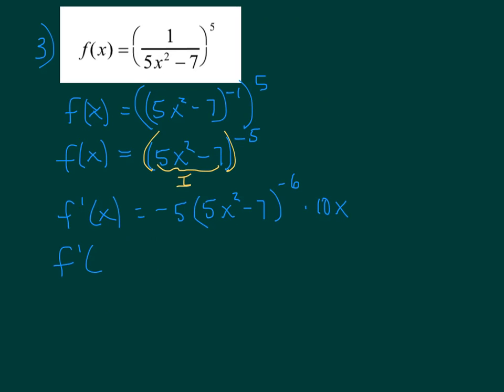Okay, last step is to clean this up. So if you can see here, obviously we have a negative exponent. So when we have a negative exponent, and everything's multiplying, we're going to go ahead and draw our fraction bar. Okay, anything that's raised to the negative exponent is going to go on the bottom. So this 5x squared minus 7 is going to be 5x squared minus 7 to the 6 in the denominator. And then what's remaining in the numerator is the negative 5 times 10x, so negative 50x.